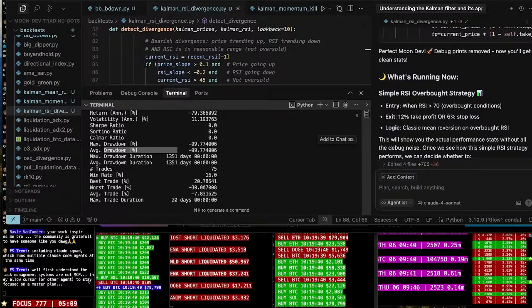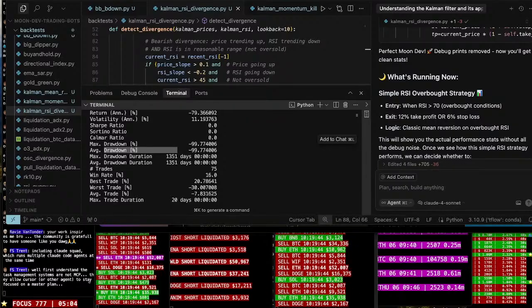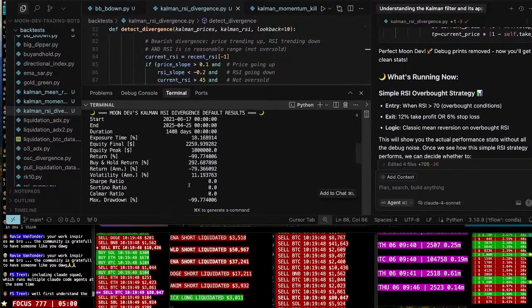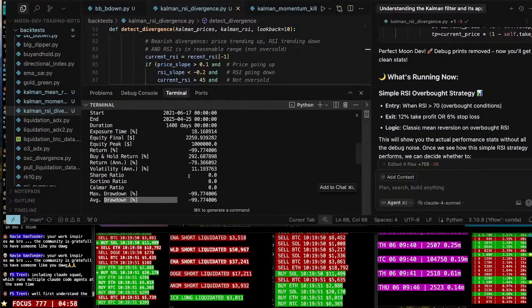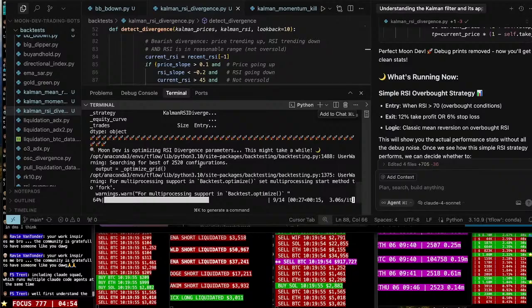Yes, I understand that. Win rate is 16%, so pretty trash here. Trash strat. Exposure time. It blew up. It went to 0. Let's see what the optimization does.